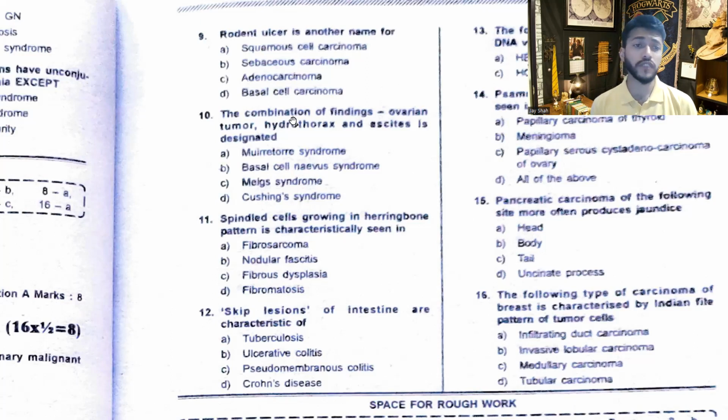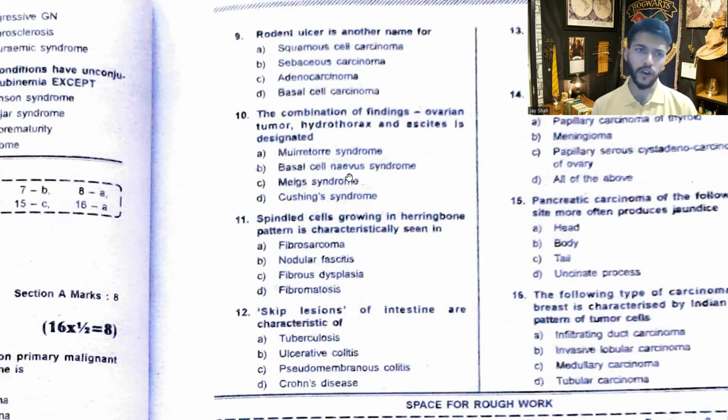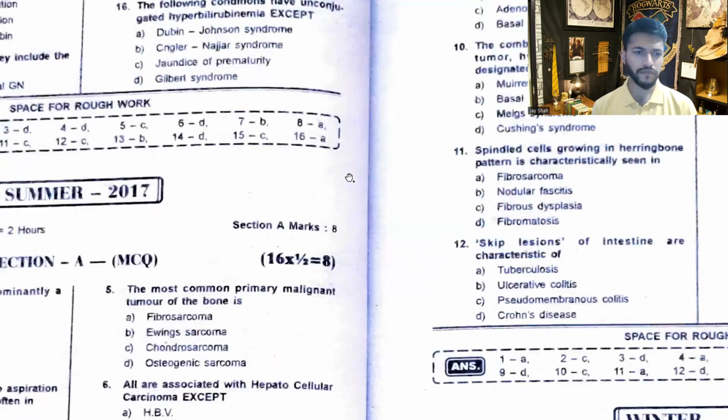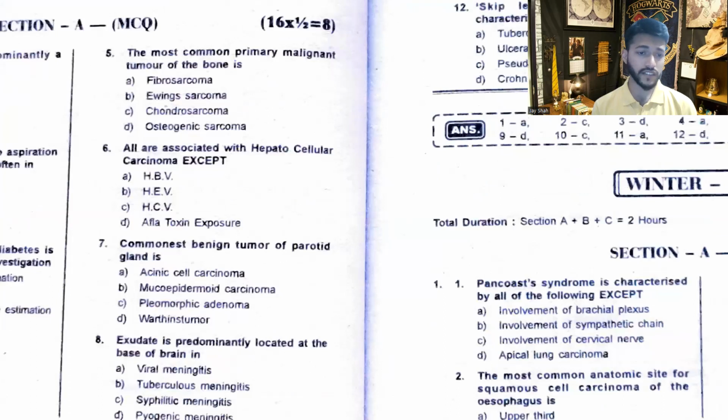Now, this question may be asked in the name of integration. Ovarian tumor, hydrothorax, basically pleural effusion, and ascites. This is a classical triad of Meigs syndrome. So it is option number C. Rodent ulcer is another name for basal cell carcinoma, because it burrows. It's a burrowing ulcer deep into the skin, but does not metastasize.